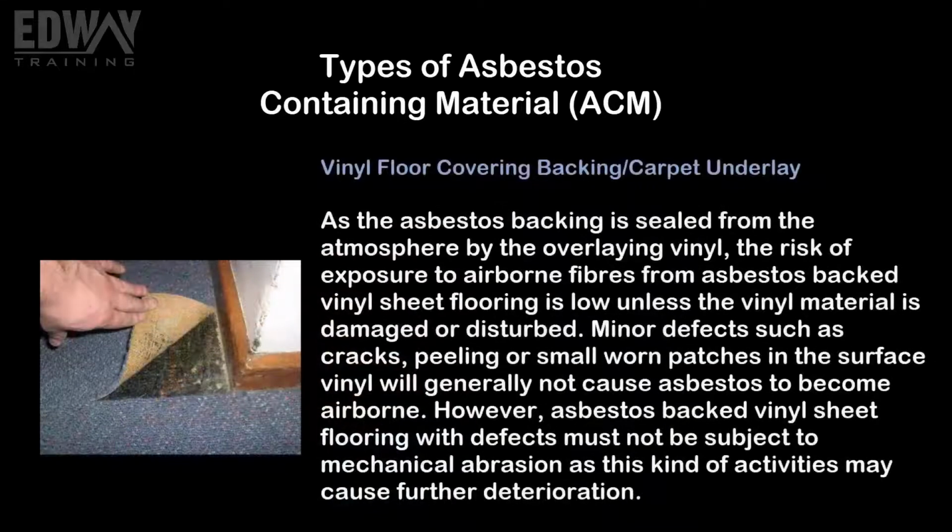As the asbestos backing is sealed from the atmosphere by the overlaying vinyl, the risk of exposure to airborne fibres from asbestos-backed vinyl sheet flooring is low, unless the vinyl material is damaged or disturbed. Minor defects such as cracks, peeling or small worn patches on the surface vinyl would generally not cause asbestos to become airborne. However, asbestos-backed vinyl sheet flooring with defects must not be subject to mechanical abrasion, as this kind of activity may cause further deterioration.